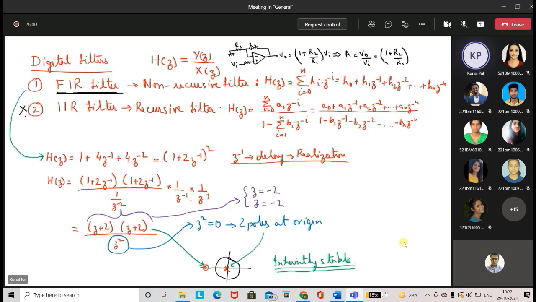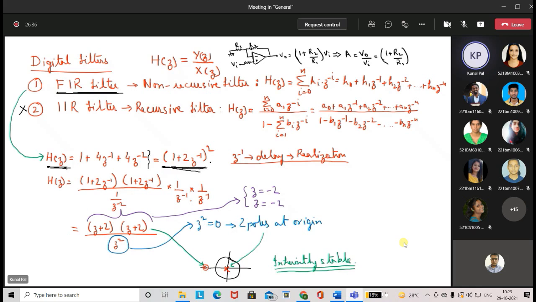Now, to have an understanding of the FIR filter, let us take an example. The example I have taken is H(z) equals 1 plus 4z inverse plus 4z to the power minus 2. Now we can simplify this, and we get (1 plus 2z inverse) squared.